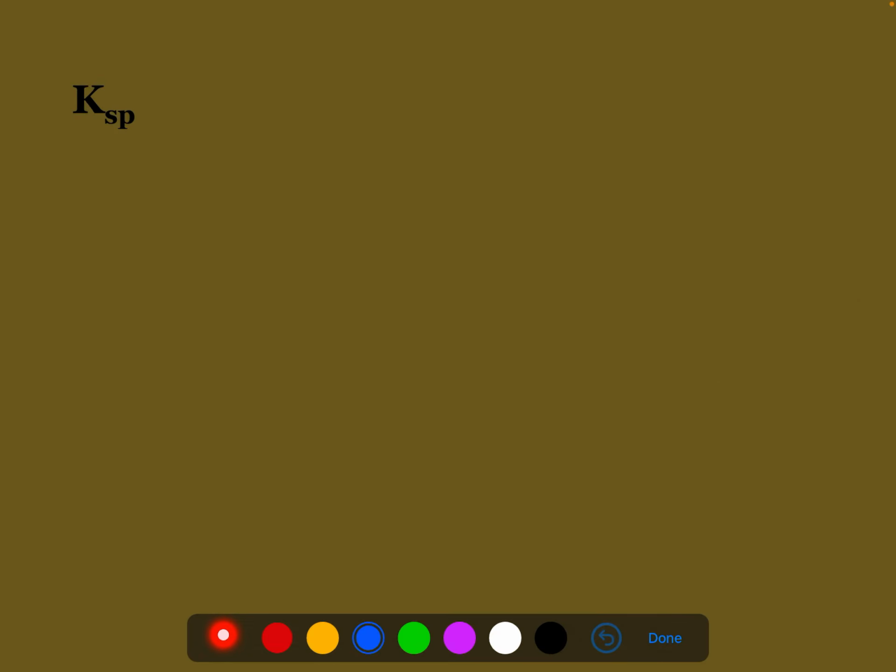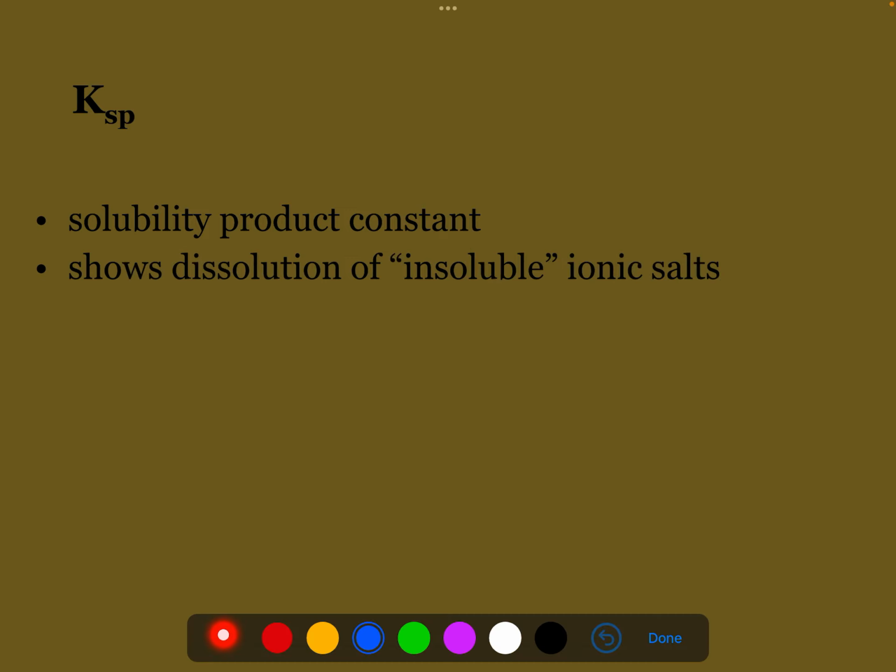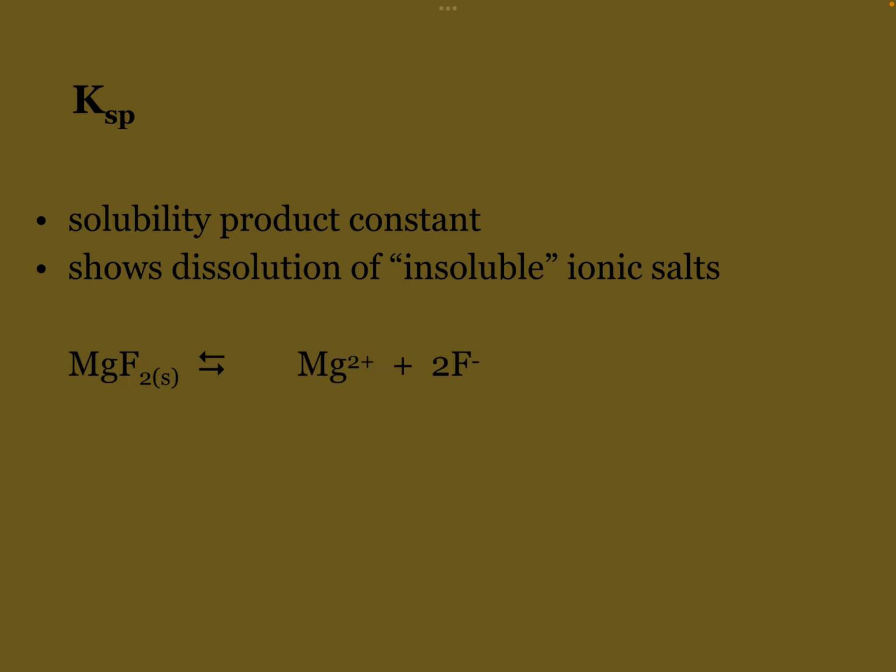Alright guys, so let's do a quick refresher of KSP, and this is going to lead into selective precipitation, or fractional precipitation, you may hear as well. So KSP, remember, is the solubility product constant. It looks at how much of an insoluble salt will dissolve. So it looks at the dissolution of insoluble ionic salts. So in reality, a salt, even though it's insoluble, some of it is going to dissolve. It's just the majority of it will stay in that solid form.